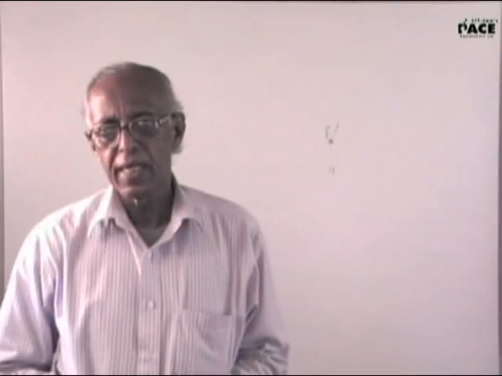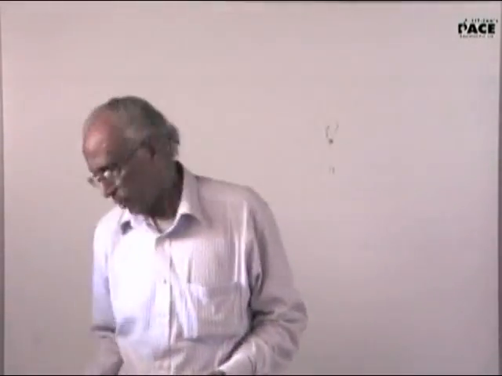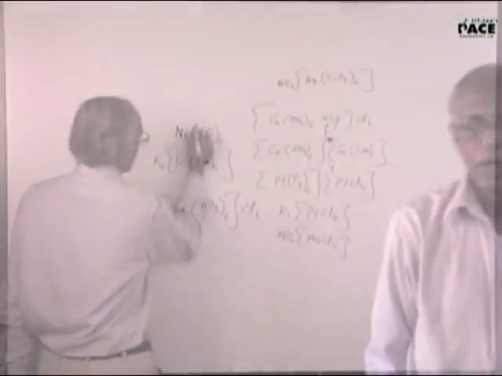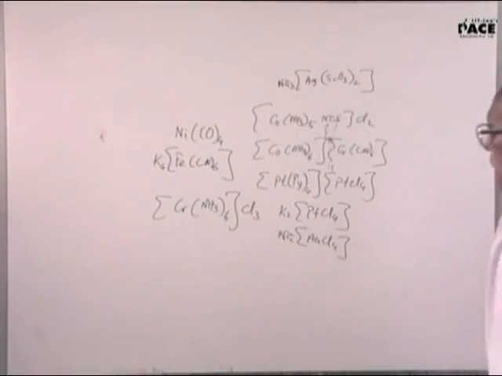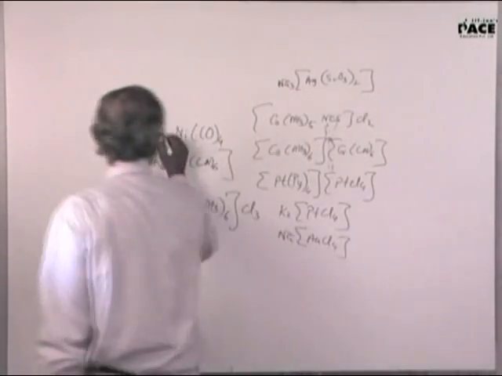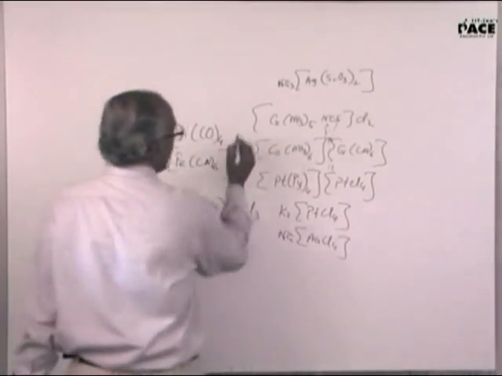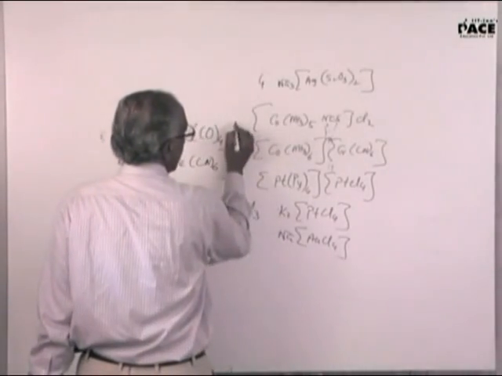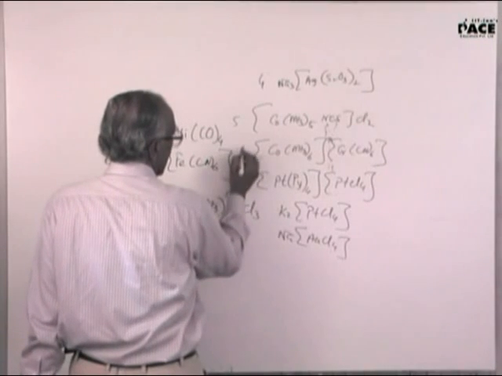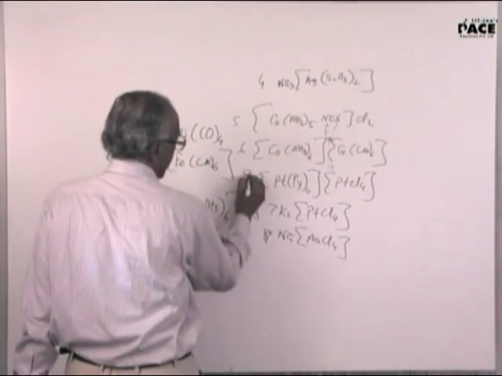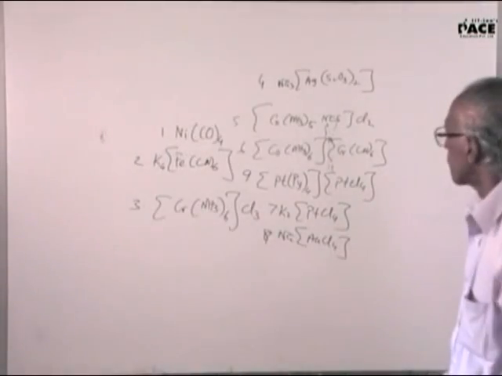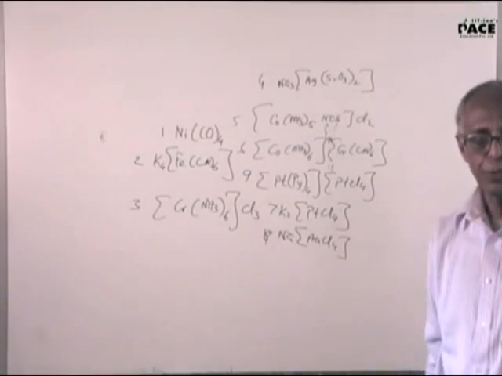I gave you the guidelines on how to give the name of complexes. Okay. Now this is number 1, 2, 3, 4, 5, 6, 7, 8, 9. So how will you name the first one?